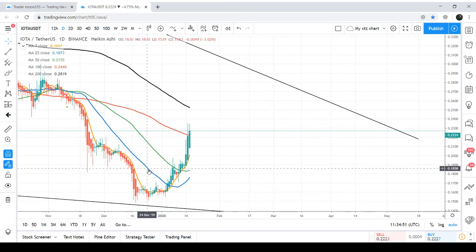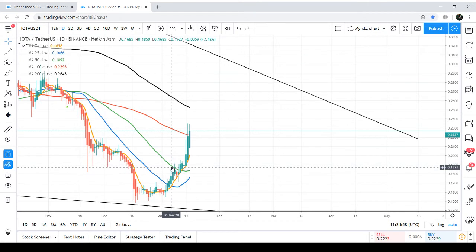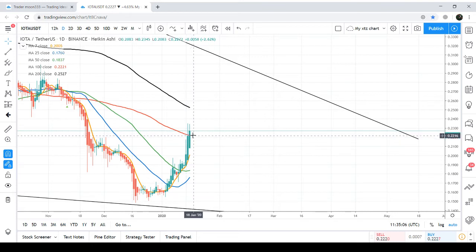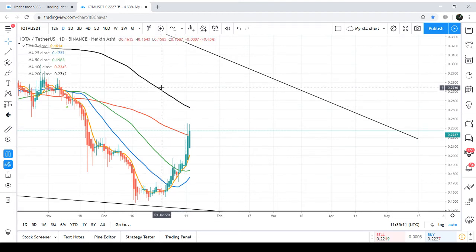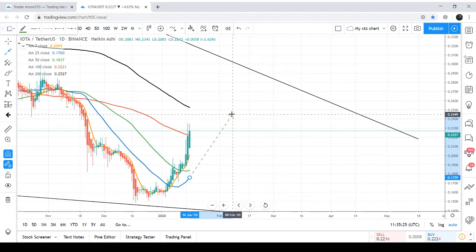Now you can see the 25 moving average on the day chart has crossed down the price action and is lifting the price action up. After that, the 50 moving average has crossed down the price action, and now the 100 moving average is likely to cross down the price action here, and the 200 moving average is moving very steeply down to cross down the price action. So I'm expecting that the moving averages will soon form an alligator mouth.